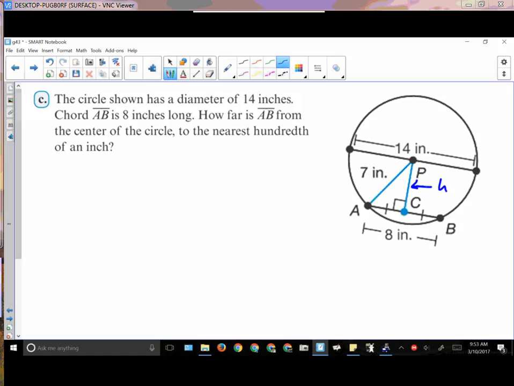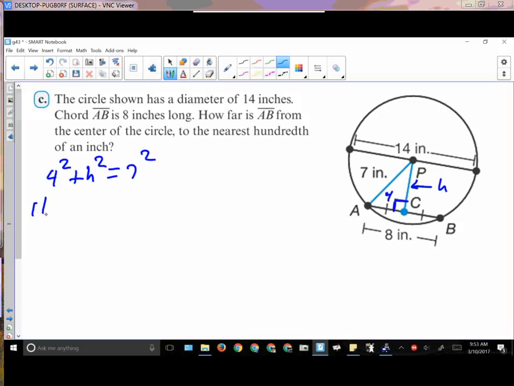That's what I've got to find. So by drawing this out, I see what my situation is. I see that I have a right angle here. I see that this is bisected. I know that this is 8, so this would have to be 4. Now, what kind of a triangle do I have there? Right triangle. So that means Pythagorean theorem, a squared plus b squared is equal to c squared. So that means 4 squared plus h squared is equal to 7 squared.